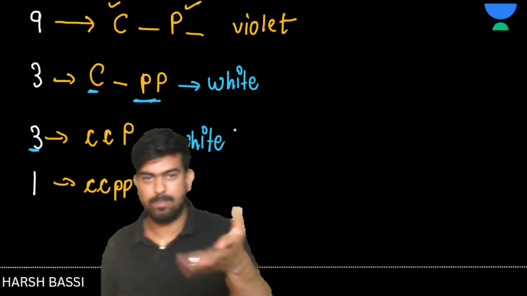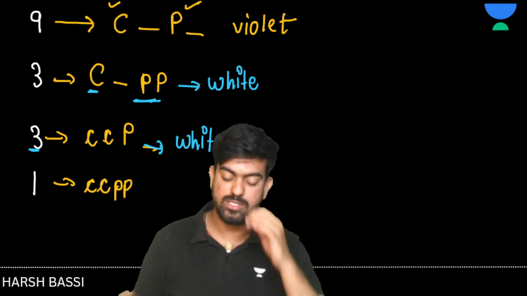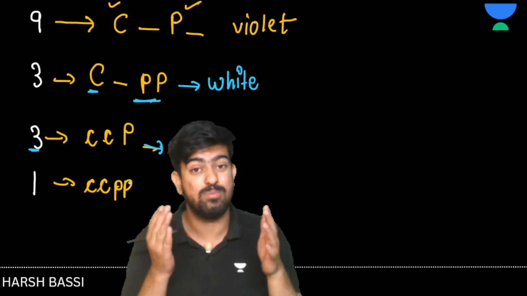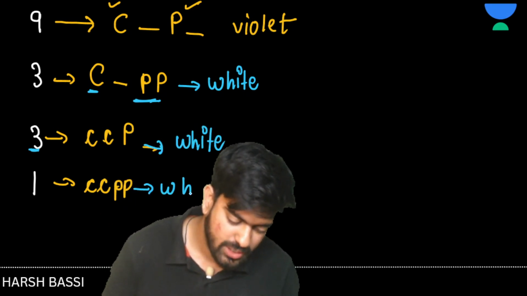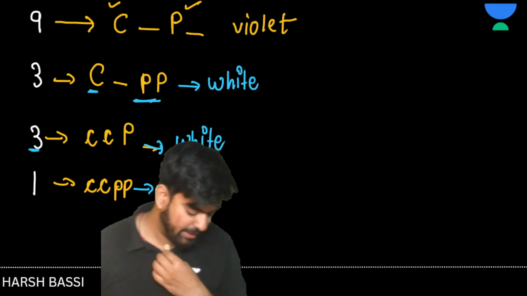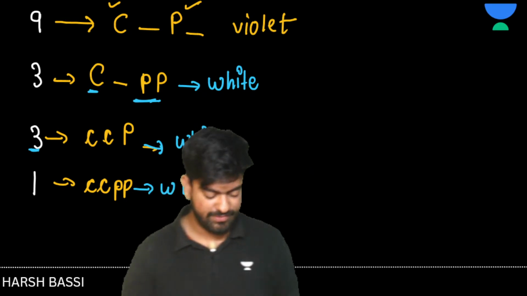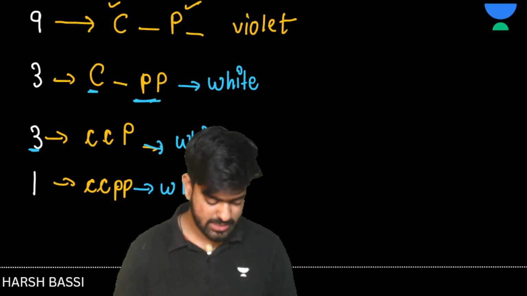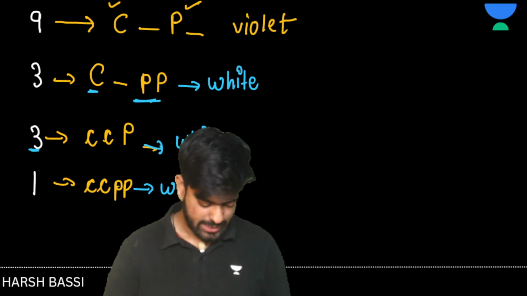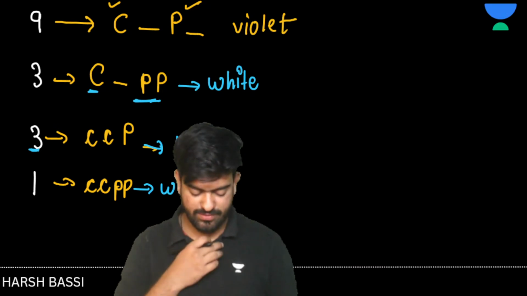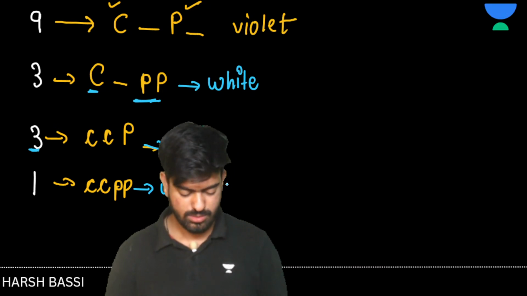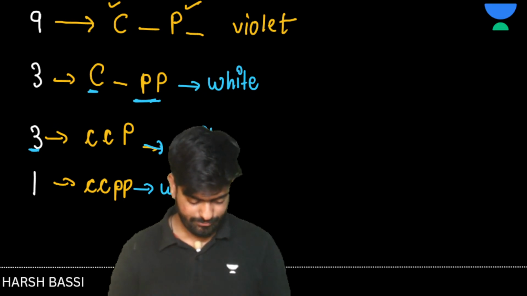And this one will not be able to do anything. This is small c, small c, and small p, so this will be white. This will definitely be white. Clear? Clear to everyone? Let me know in the comment section. Any doubts anywhere? Guys, no doubts? Everything is clear?